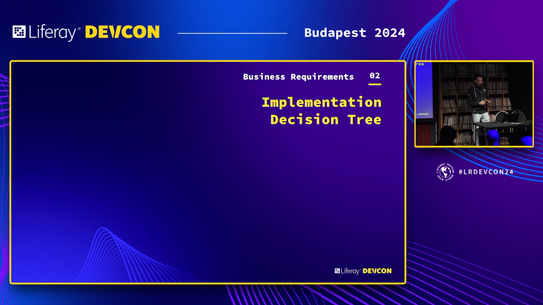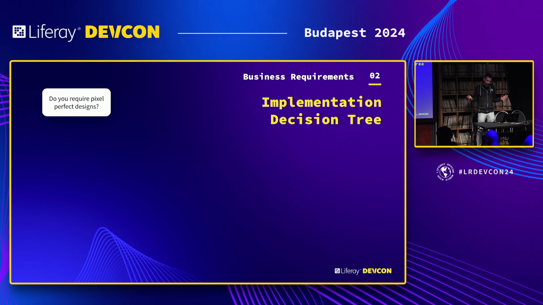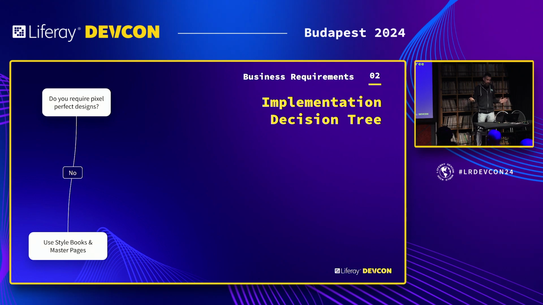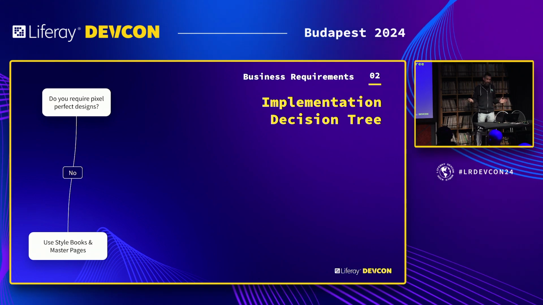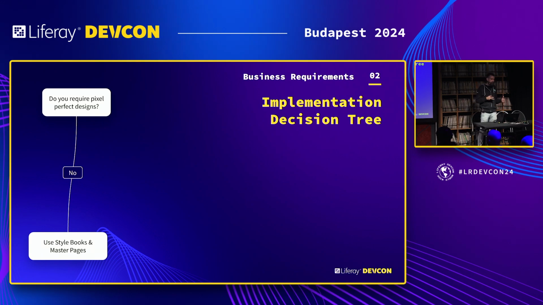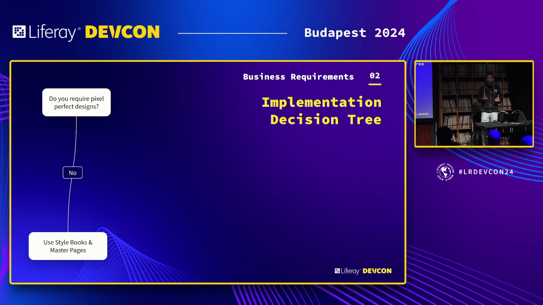This is an oversimplification, but roughly, if we were trying to think through what approach we should take, this is a simple decision tree to work through that. Do you require pixel perfect designs? If the answer is no, then don't create a new theme CSS client extension. Use an out-of-the-box theme and just try to customize with stylebooks and master pages and page fragments.